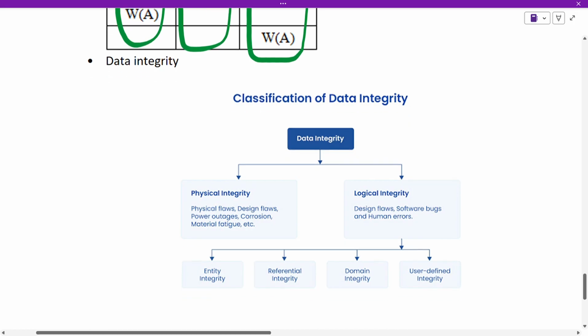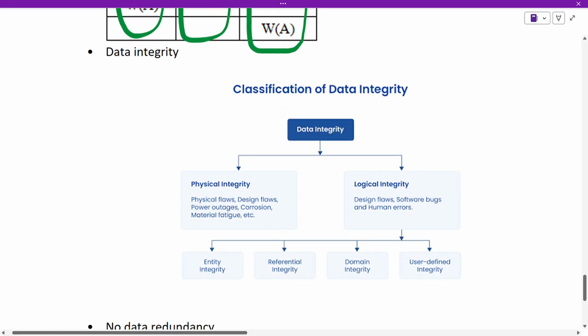Now let's go to the second one. It's called data integrity. Data integrity is one of the features that was a major reason for the existence of DBMS. We can filter out, or we can enforce some rules on what sort of data can be inserted. So how can we enforce rules? Yes, through SQL we can enforce rules, but what are those rules? In the classification of data integrity, we have physical integrity and logical integrity.